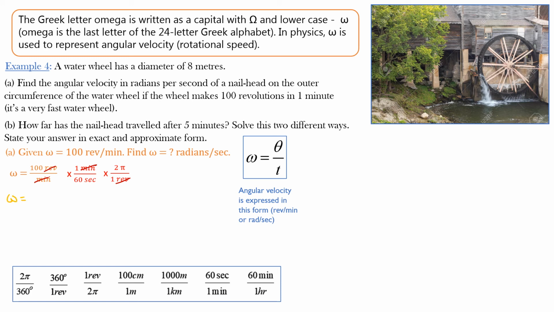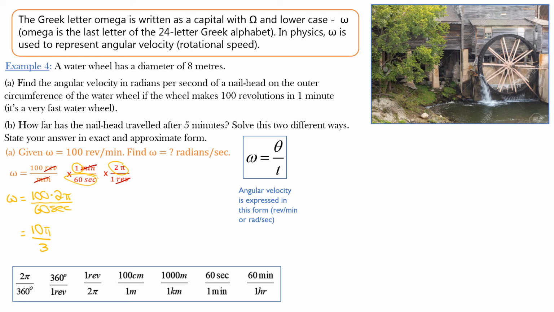Omega is equal to what's left. I've got a 100 in the numerator, I've got this 1, which I'm not going to write out, and then I've got a 2 pi. So 100 times 2 pi, that's what I've got left in my numerator. And the only thing left in the denominator is 60 seconds. So we've got everything all together. Now we just have to reduce fractions. Our numerator would be 200 pi over 60. That's going to reduce to 10 pi over 3.